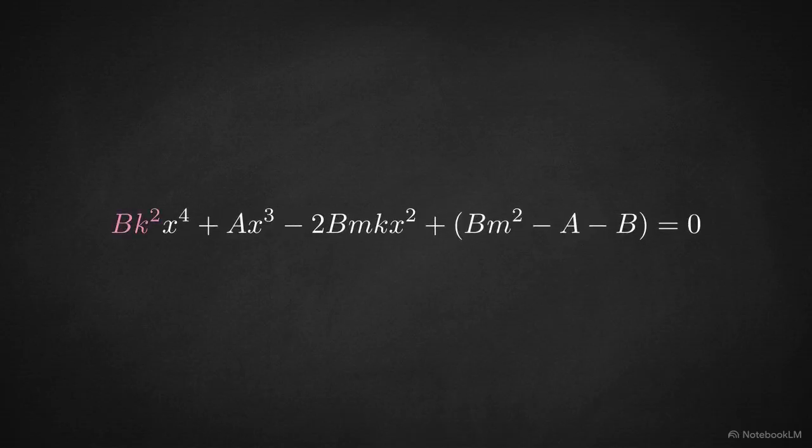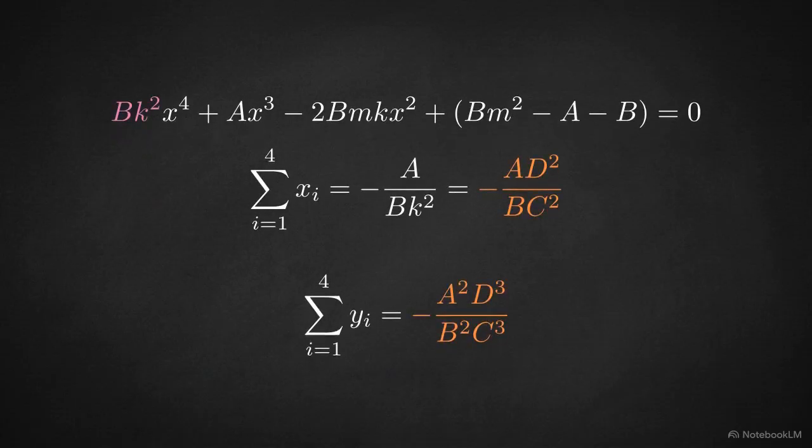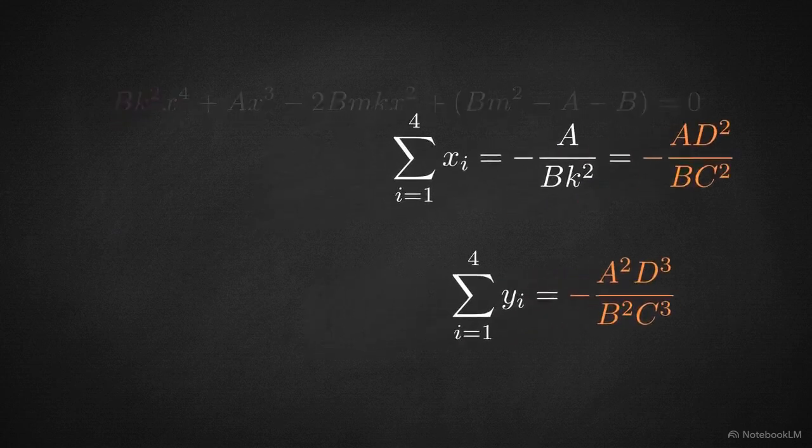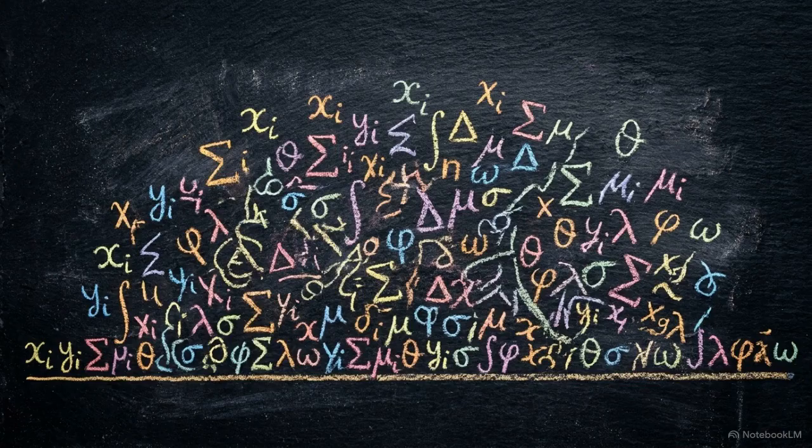Cleaning denominators yields a quartic polynomial with a leading coefficient of bk squared. Vieta's formulas extract the sums of the four roots for x and y as exact fractional ratios of our parameters. We now replace the generic constants a, b, c, and d with consecutive Fibonacci numbers. As the sequence index approaches infinity, the ratios of these variables reach specific limits.